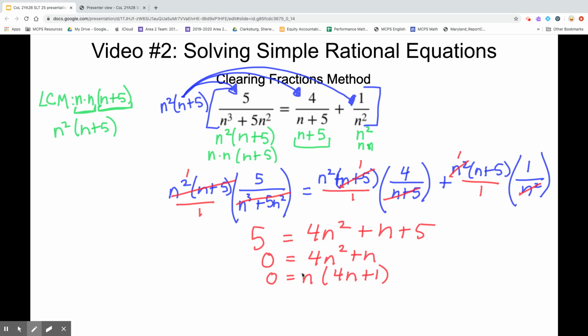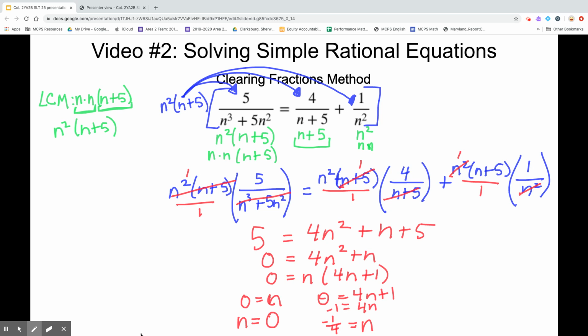Now I'm going to use the zero product property and do 0 equals n and 0 equals 4n plus 1. So my first solution is n equals 0. To solve this, I would subtract 1 from both sides to leave me 4n equals negative 1. Divide by 4 on both sides, n equals negative 1/4.